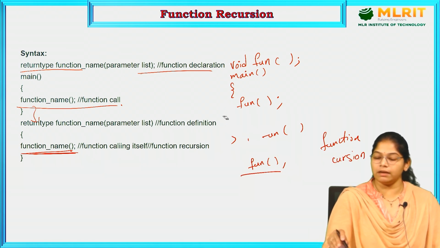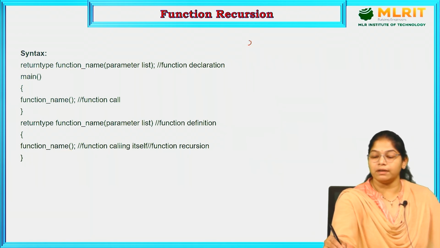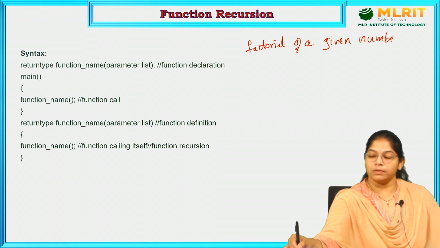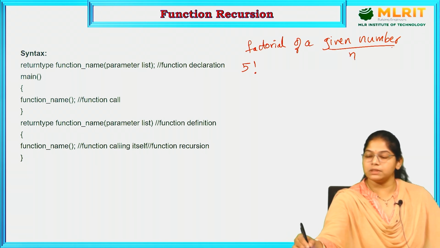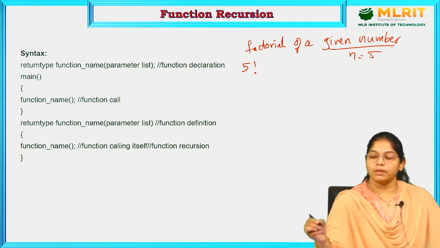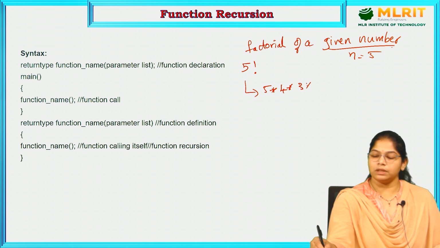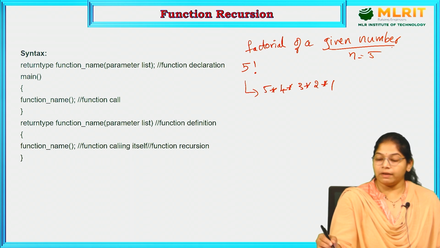Now let us consider an example of how to find the factorial of a given number. Let us suppose I want to find 5 factorial. Here the given number is n, and n is 5. How can we find 5 factorial? Generally we will write 5 into 4 into 3 into 2 into 1. Or else we can write this differently.